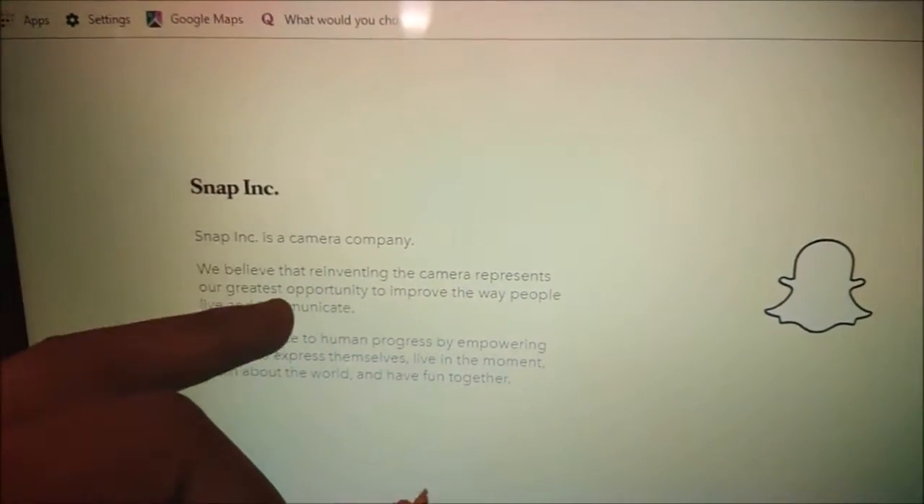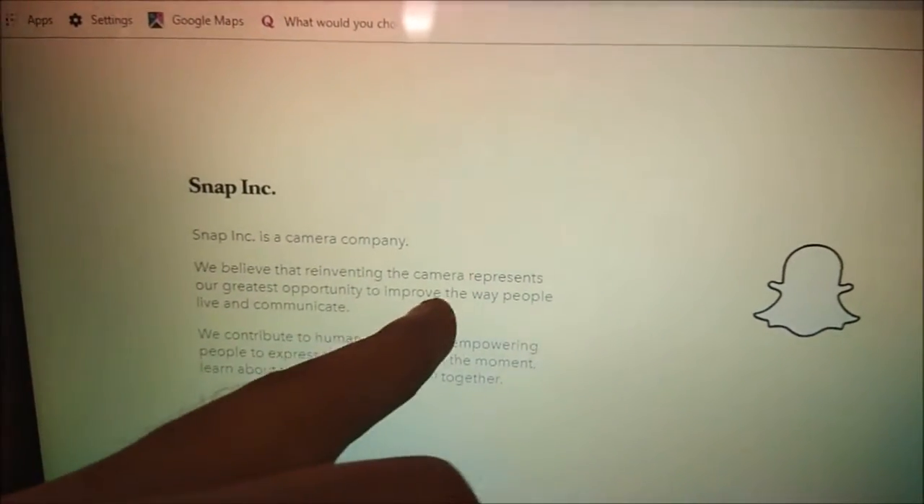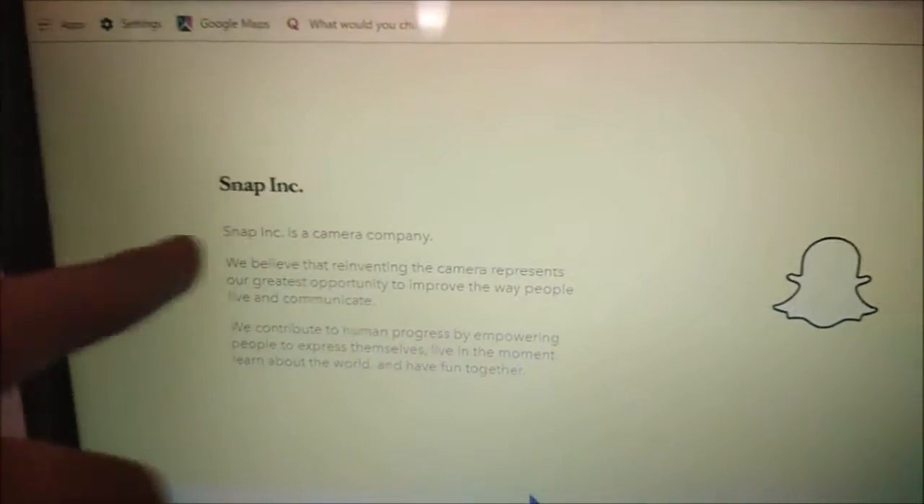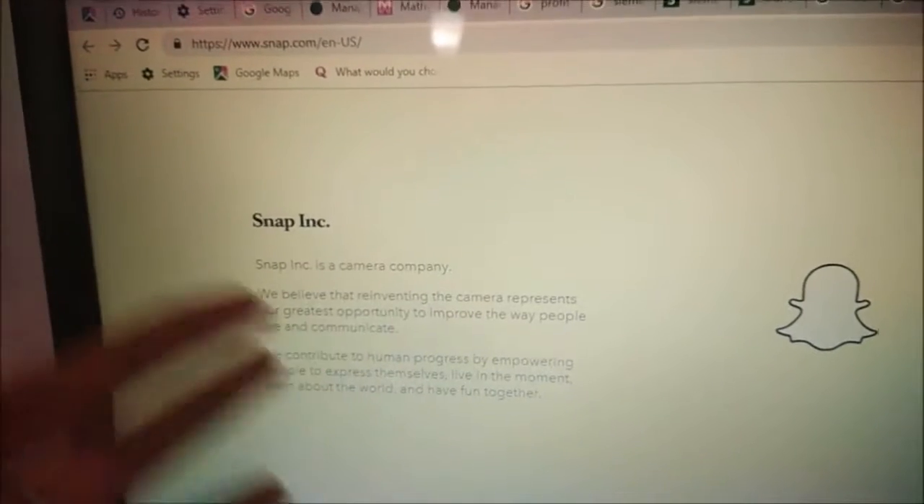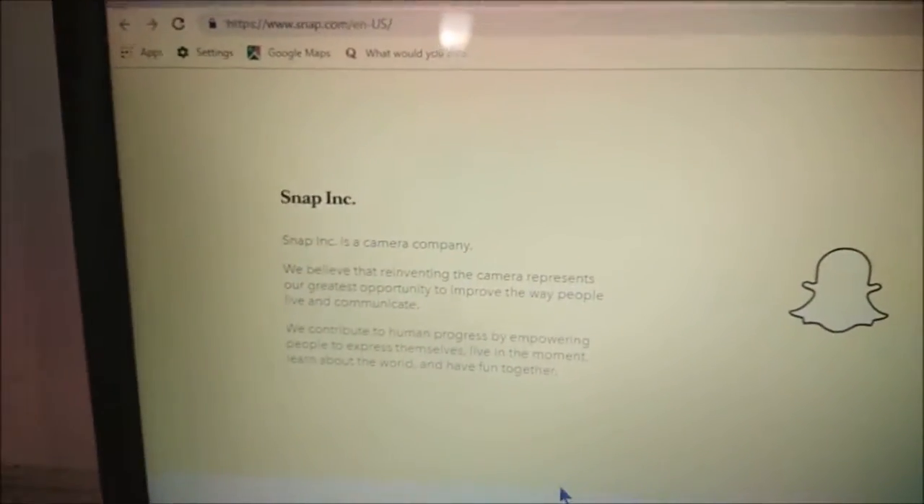So the mission statement is that they want to reinvent the camera to represent the greatest opportunity to improve the way people live and communicate. That's the purpose of the app. So of course, like many social media apps, they want to improve communication. They want people to live a better life. They want people to share every experience in their life.